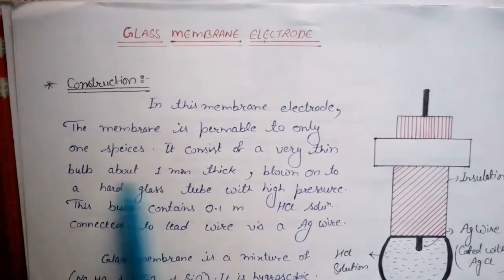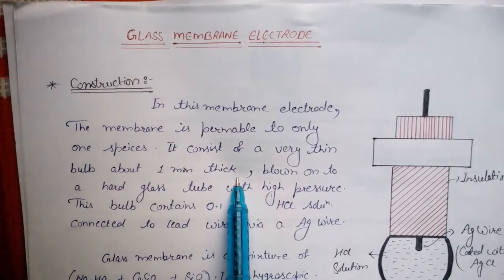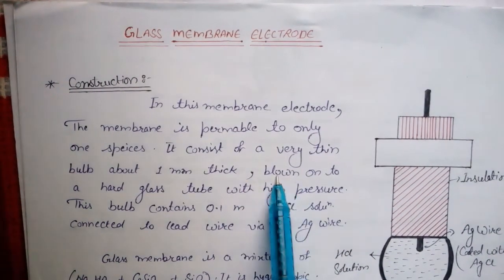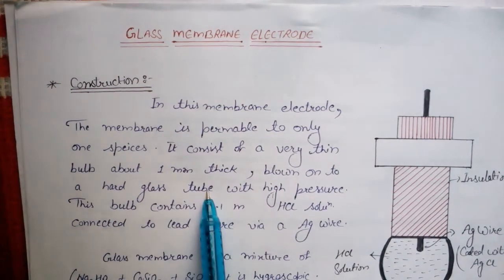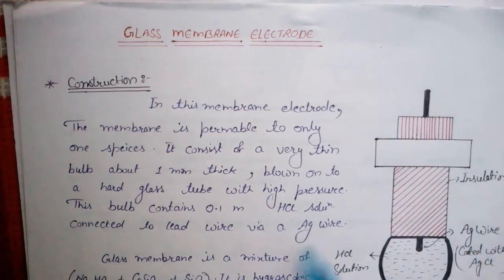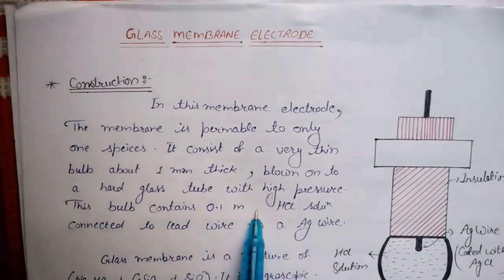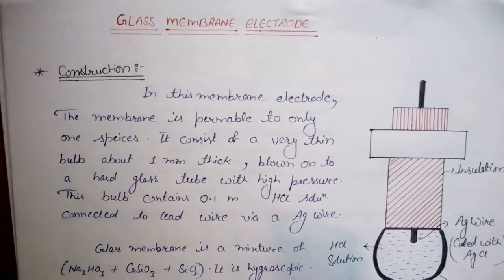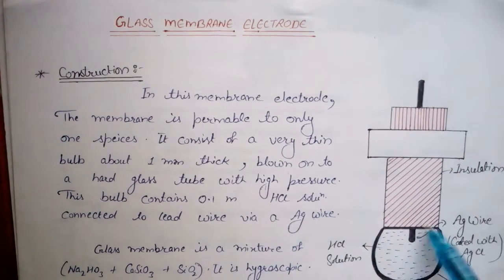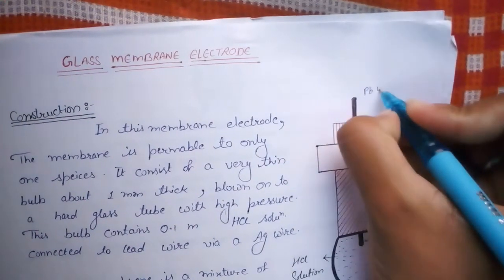It consists of a very thin bulb, this one, about 1 mm thick, blown onto a hard glass tube with high pressure. Hard glass tube with high pressure, right? This bulb contains 0.1 molarity HCl solution. This is our HCl solution connected to a lead wire via a silver wire. This is a silver wire and this is our lead wire, right? You can say Pb wire.